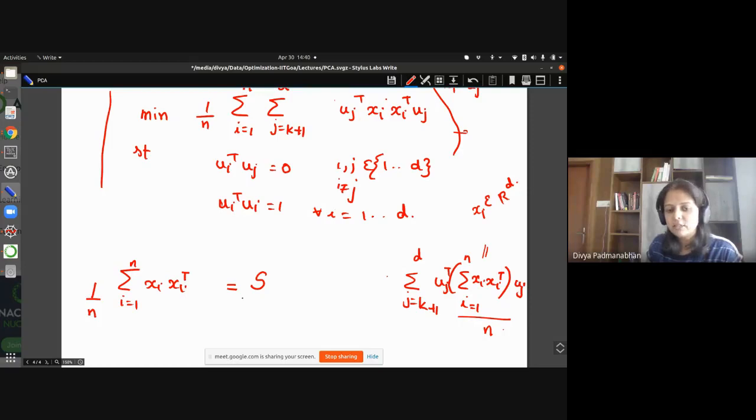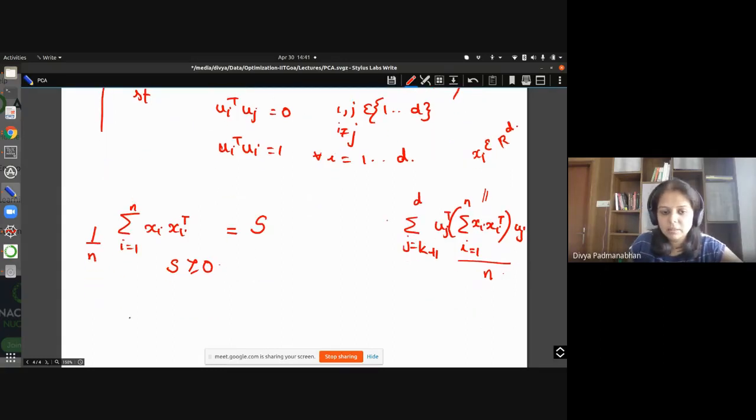One thing to note is that immediately this S is positive semi-definite. This is one of the characterizations of positive semi-definite matrices, that you can write it as a sum of n rank 1 matrices. So this is positive semi-definite.